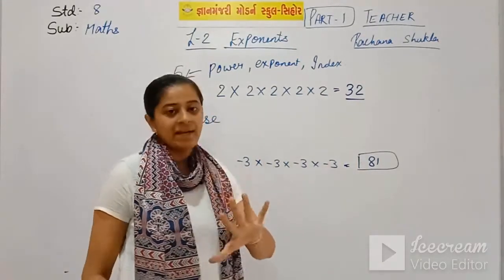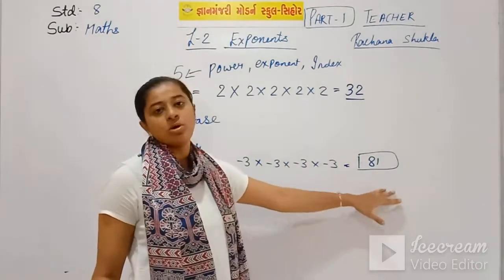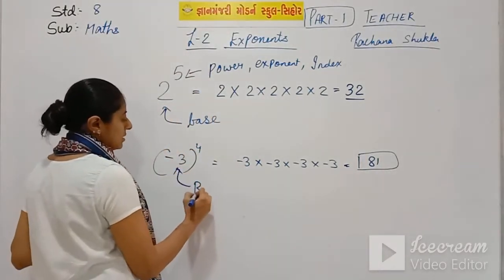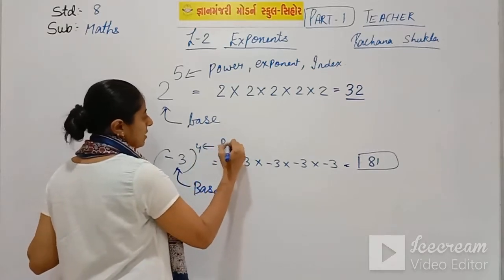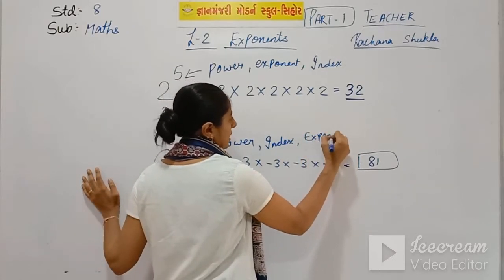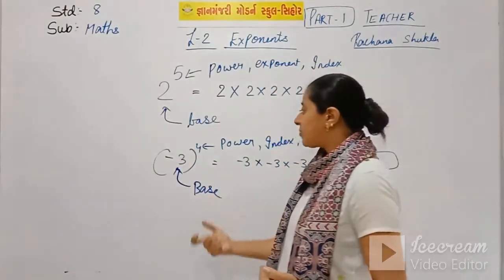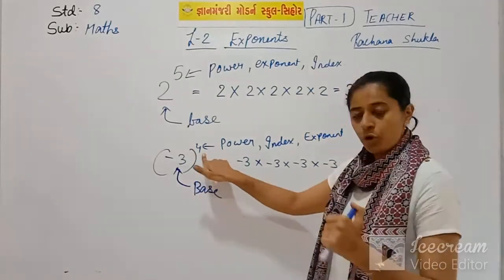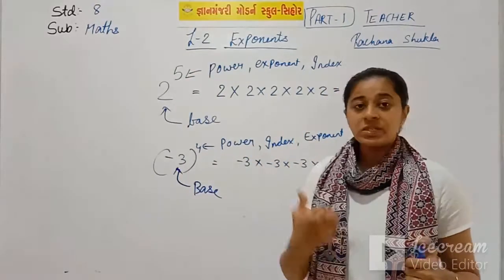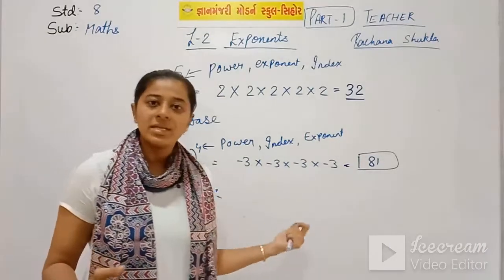If minus will be 5 times, then you will get minus, and it is even times minus, so answer will be positive plus 81. Here minus 3 is the base and 4 is the power or index or exponent. Clear? What is the base and what is the power? You can speak as minus 3 raised to 4 or minus 3 to the power 4. This was just a general introduction about what is power, exponent or index and what is the base.